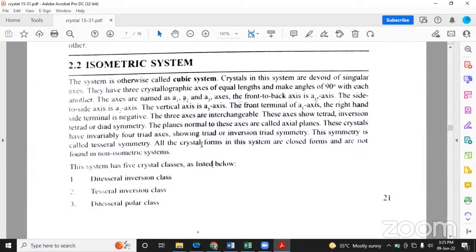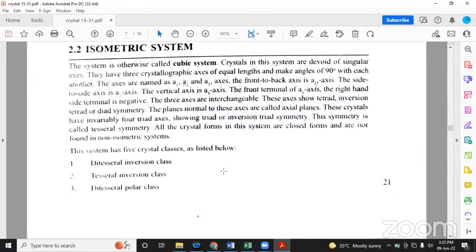All the crystals formed in the system are closed forms. You can call it a cube. A cube is nothing but a closed formation. You see the cube, right? When observing the cube, it is a closed formation. There is no open space outside; it is a closed direction.